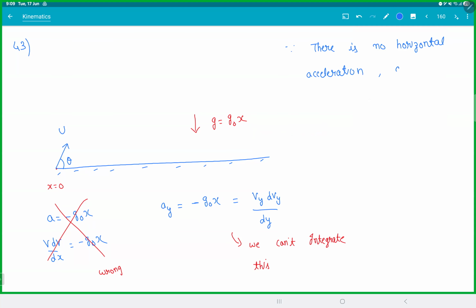That is, ax is still 0, this is still ay. Therefore, your horizontal velocity is constant, so ux is constant. That means I can find my x coordinate. So your x coordinate is u cos theta t. This is still valid. Now what? Now try. I'll give another 2 minutes.